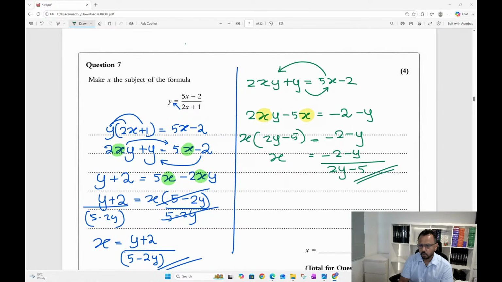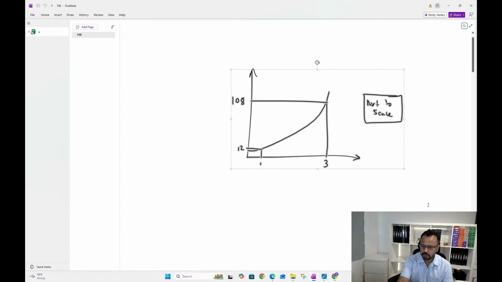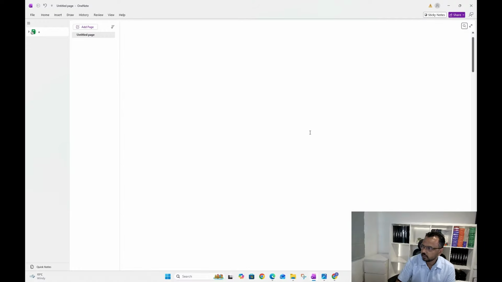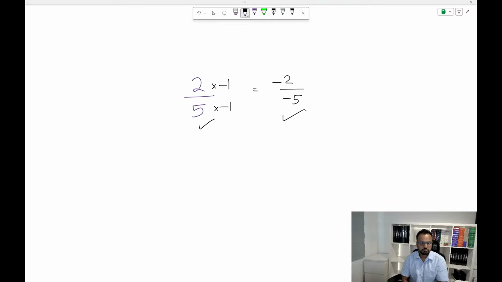Right, now listen up, guys. Now, how are these two the same? Well, let me show you something. Let's say if I have a fraction 2 over 5, and if I multiply both top and bottom by negative 1, you get negative 2 over negative 5. And these two are exactly the same, guys. Do you agree? I just multiply top and bottom by the same number, right?